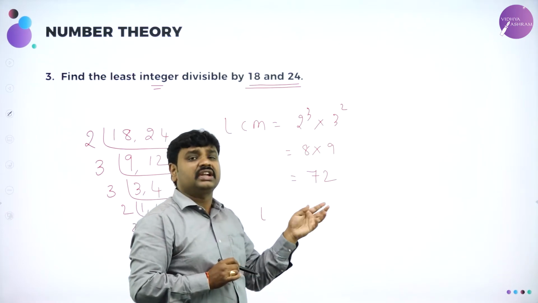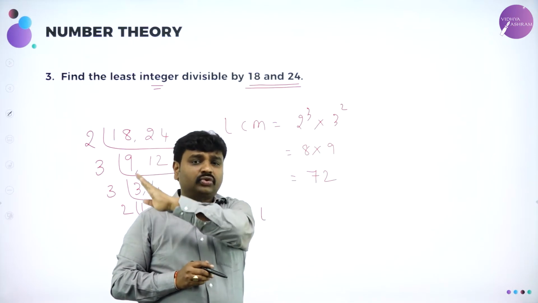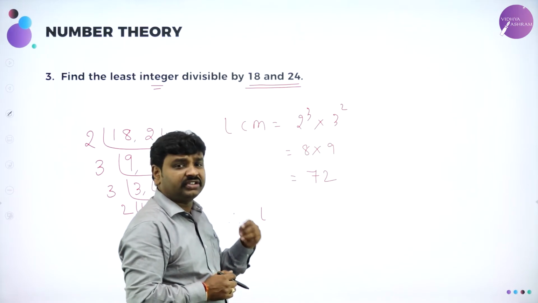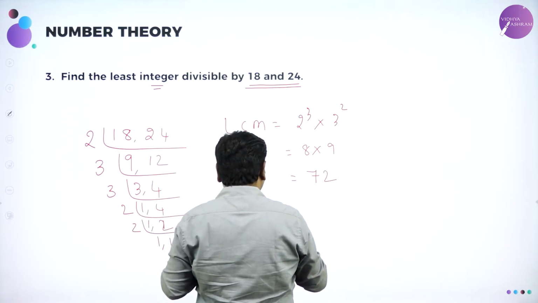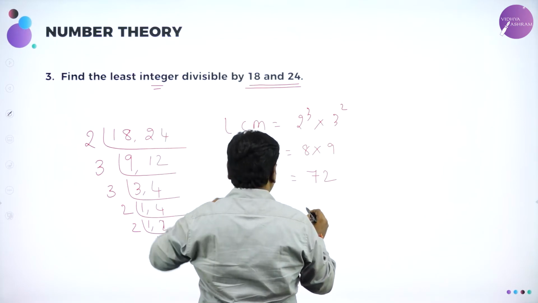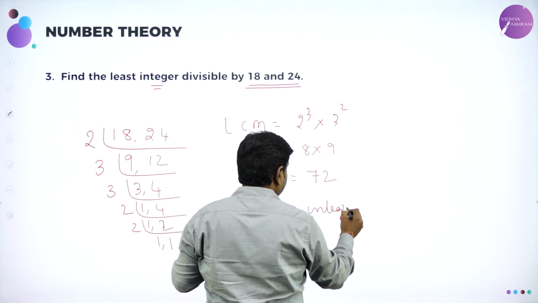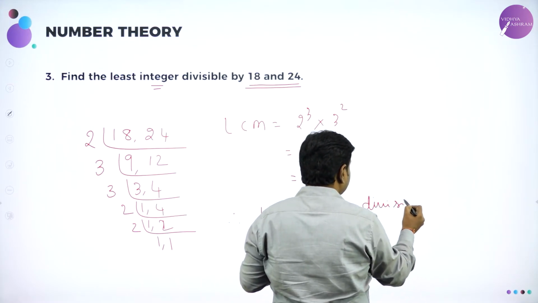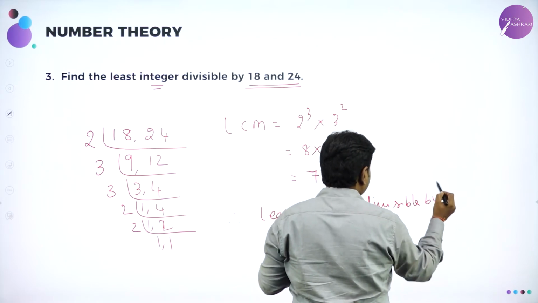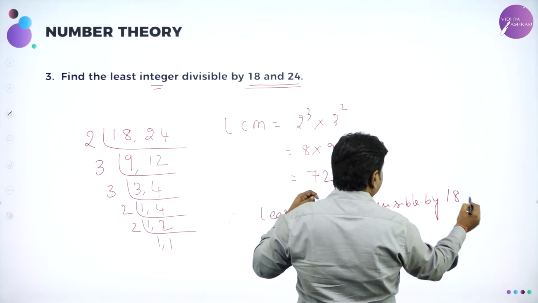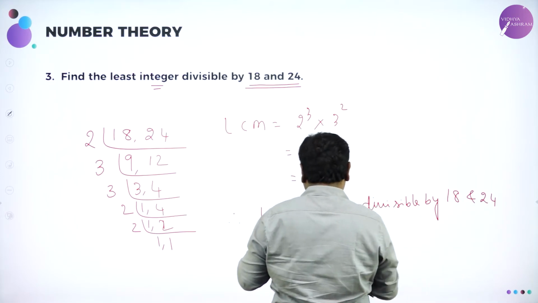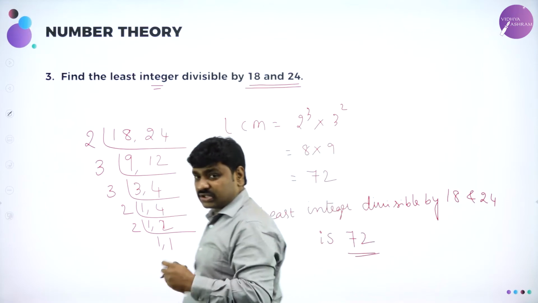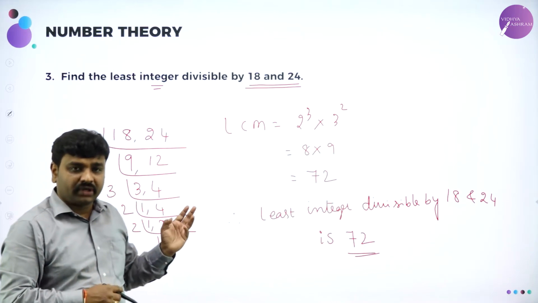You know number system. What are integers? All positive numbers, 1, 2, 3, 4, and so on. Negative numbers, minus 1, minus 2, minus 3, and so on. 0, all are what? Integers. 72 is an integer. They want an integer, we got an integer. So, therefore, the least integer divisible by 18 and 24 is 72. The least integer divisible is also called LCM. So we got the answer.